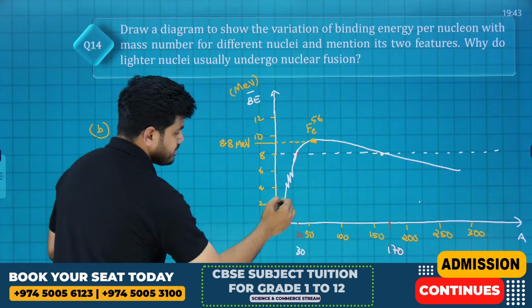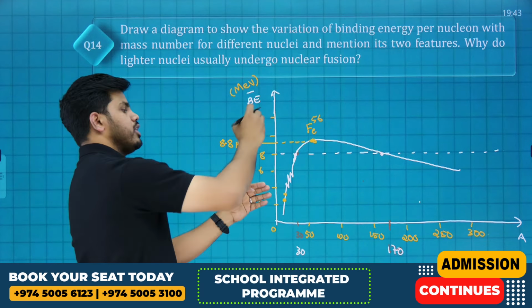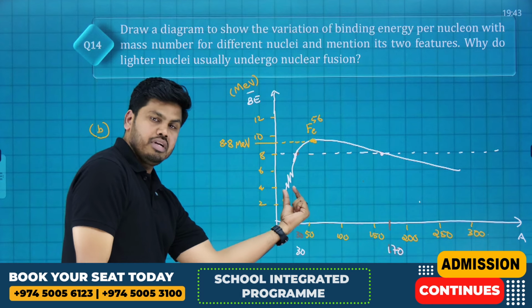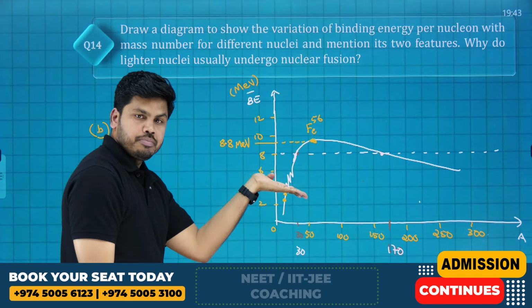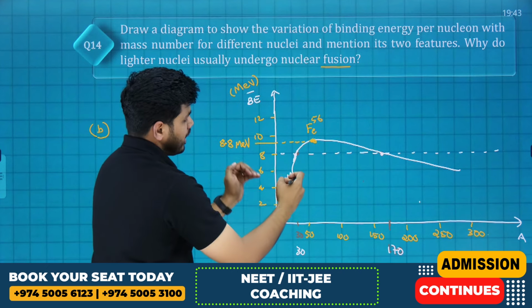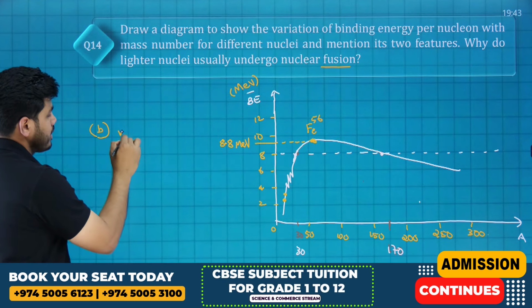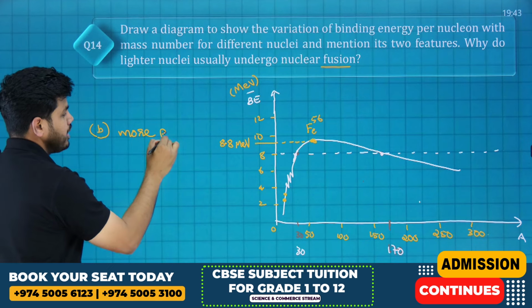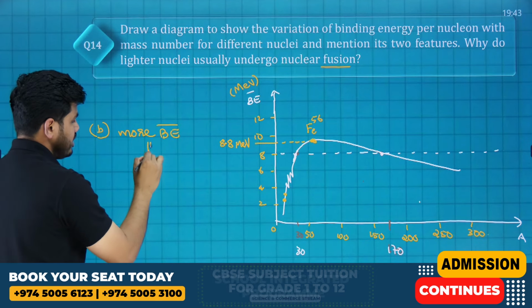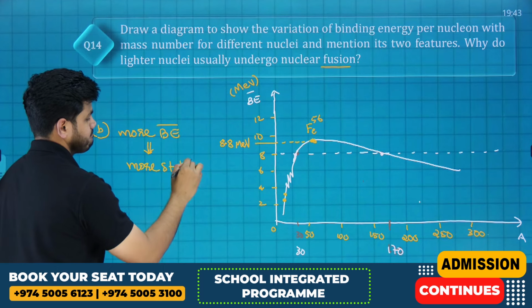We know the lighter nuclei, whenever they get a chance to combine together and go to the next element, they will get more binding energy. Correct? Whenever they combine, whenever they undergo nuclear fusion, it becomes a heavier element. A heavier element will have more binding energy per nucleon, which means it will have more stability. That's the reason.